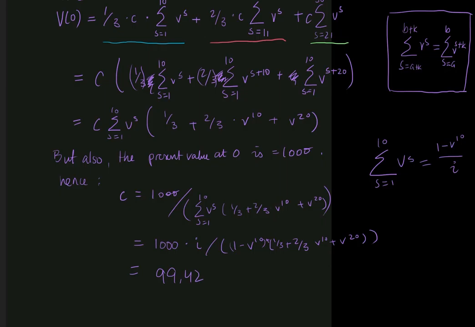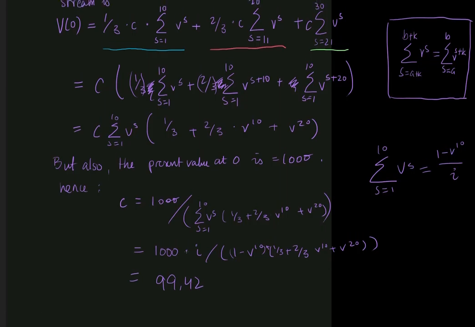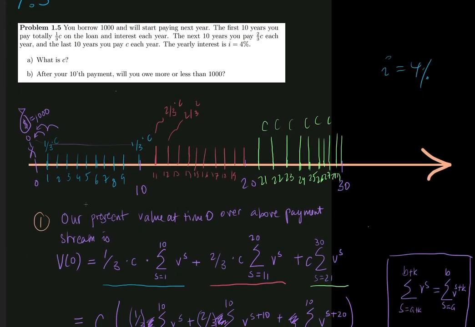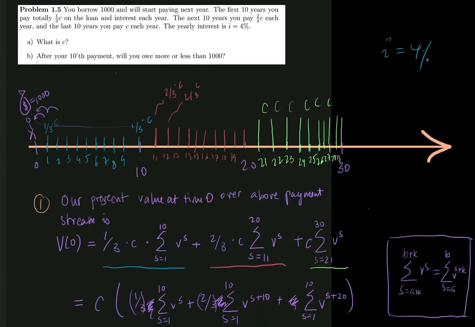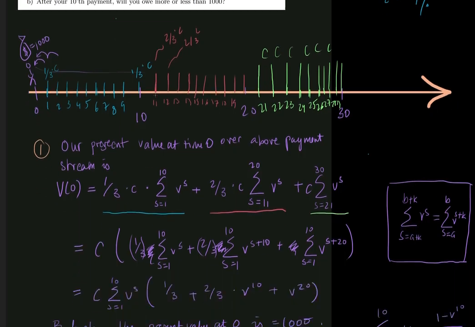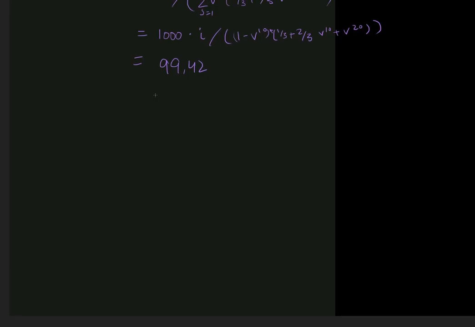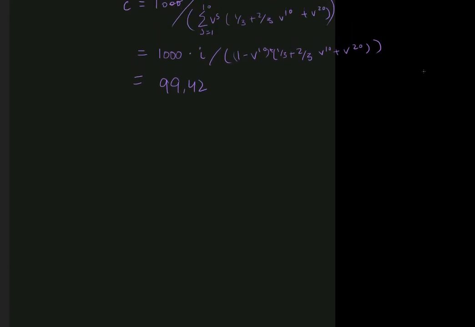And now we can try to ask ourselves, now we figured out what C is, what's going to go on is the first 10 years you pay around 33 units per year. And then the next 10 years you pay around 66 units per year. And then the last 10 years, you pay around 100 units per year. And that seems like an awful amount of money you have to pay back in order to get 1000 in your hands today. So very rightfully, he asks this question: after your 10th payment, will you owe more or less than 1000?